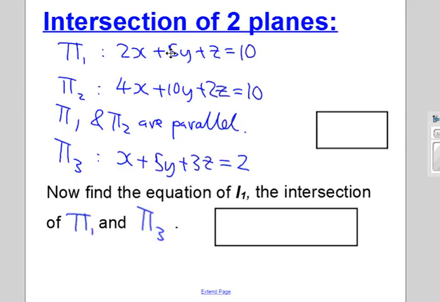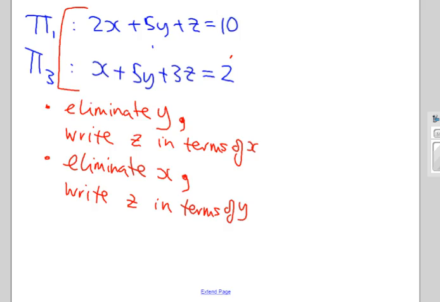So because we know those are not parallel planes, then they must meet in a line. Now it's pretty easy. It goes back to chapter 3 when we're solving systems of equations. We have this system, and the idea is firstly to eliminate y, write z in terms of x, and then start over again, eliminate x and write z in terms of y. You could try that just now. Pause the video for a moment.